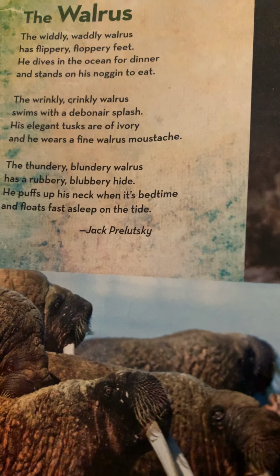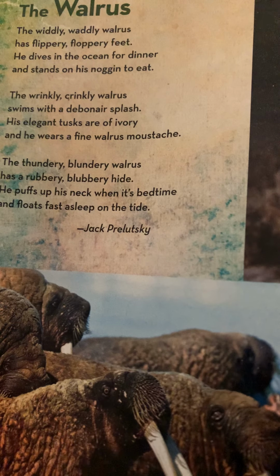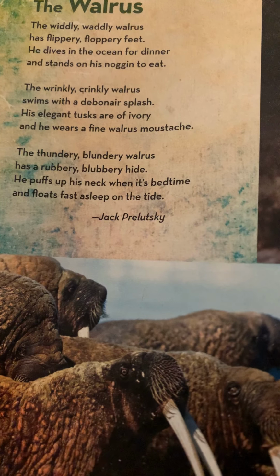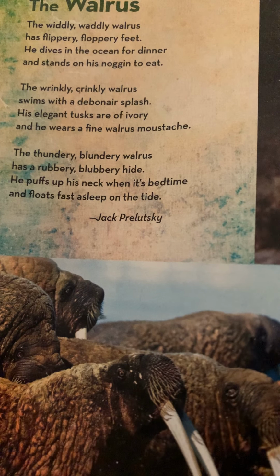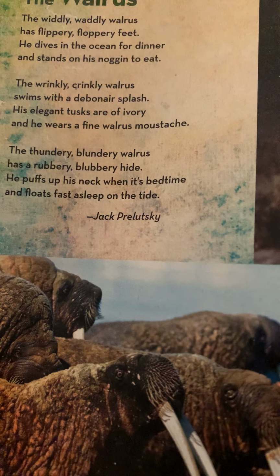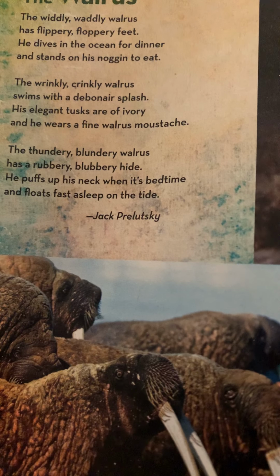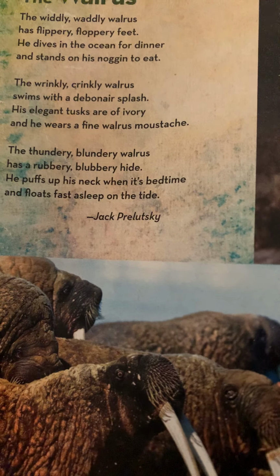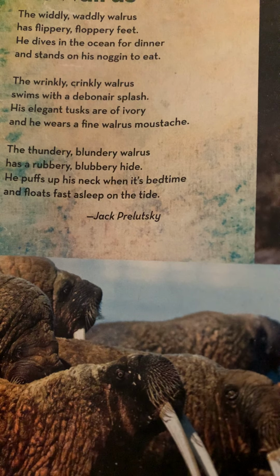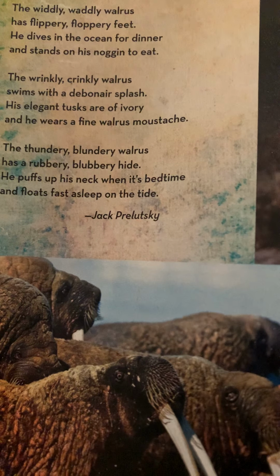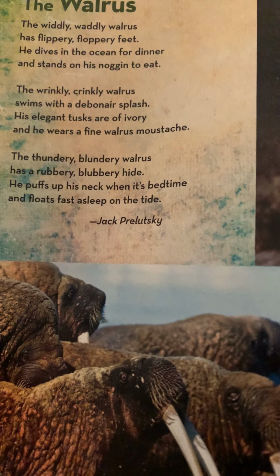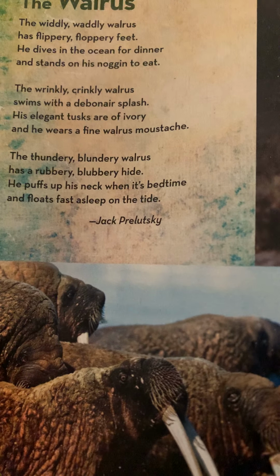The whittly waddly walrus has flippery floppery feet. He dives in the ocean for dinner and stands on his noggin to eat. The wrinkly crinkly walrus swims with a debonair splash. His elegant tusks are of ivory, and he wears a fine walrus mustache. The thundery blundery walrus has rubbery blubbery hide. He puffs up his neck when it's bedtime and floats fast asleep on the tide. By Jack Prelutsky.